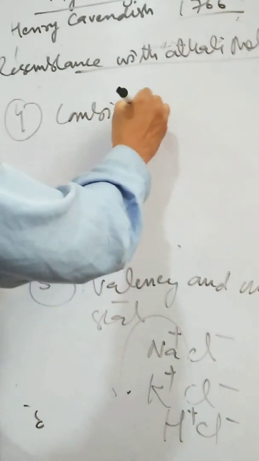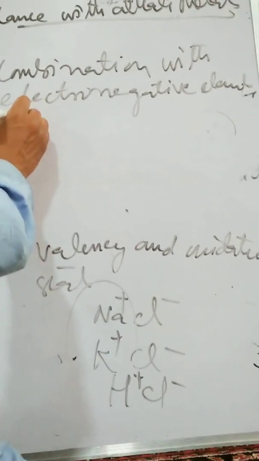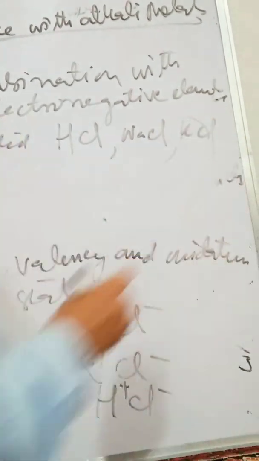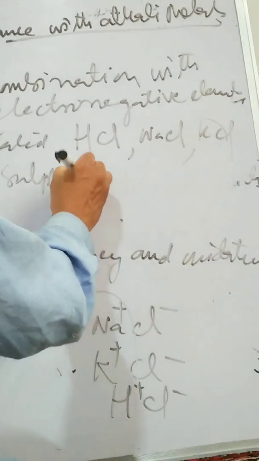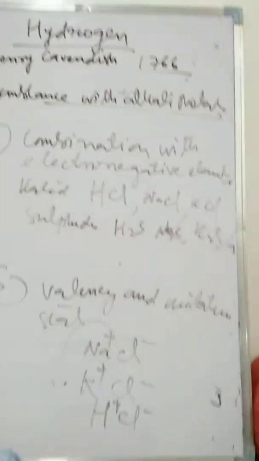Fourth is combination with electronegative elements. Halides, for example, are electronegative. Hydrogen reacts with these to form HCl. Sodium reacts to form NaCl, and potassium forms KCl. So like these alkali metals, it also reacts with electronegative elements like halogens, and we have sulfides. Sulfides are also electronegative. We have H2S, Na2S and K2S. So like these alkali metals, which react with electronegative elements to form compounds, hydrogen reacts on exactly similar lines to form different compounds with electronegative elements.